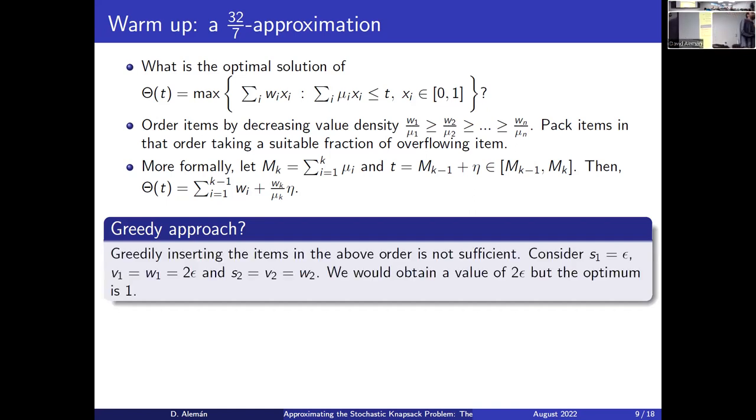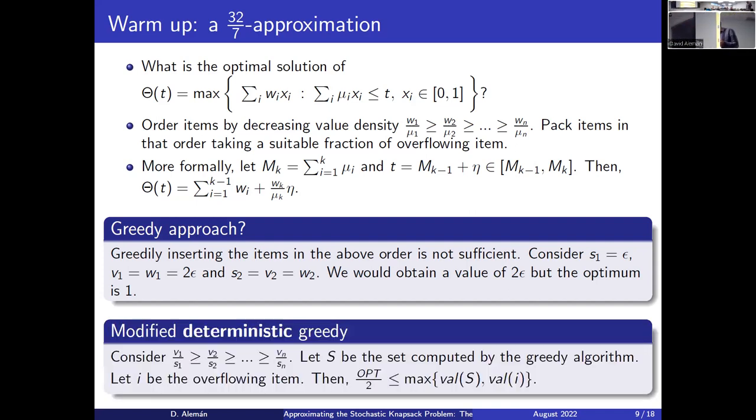So for example, suppose that the size of one is some epsilon, the value of one is two epsilon, and oh, there should be a one here, I'm sorry. And both the size of two and the value of two is equal to one. If we follow the greedy order, we will obtain a value of two epsilon, which will be given by inserting item one. If we insert item one, we are not going to be able to insert item two, since its size is equal to one. But we know that the optimal value for this problem is one. So the greedy approach can be arbitrarily bad, even in the deterministic case.